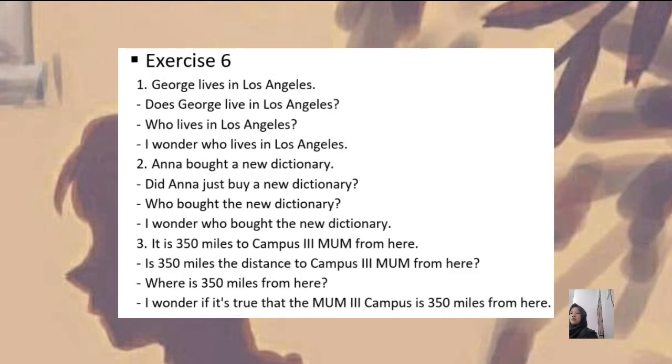Exercise 6. George lives in Los Angeles. Does George live in Los Angeles? Who lives in Los Angeles? I wonder who lives in Los Angeles. And 2. Anna bought a new dictionary. Did Anna just buy a new dictionary? Who bought the new dictionary? And I wonder who bought the new dictionary.